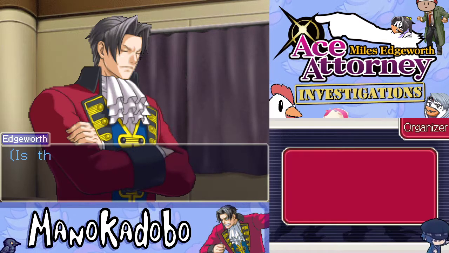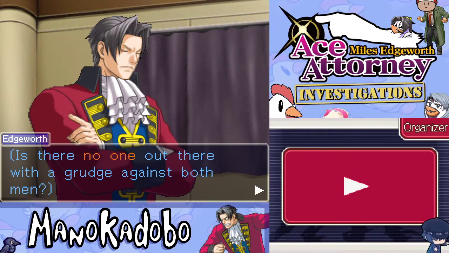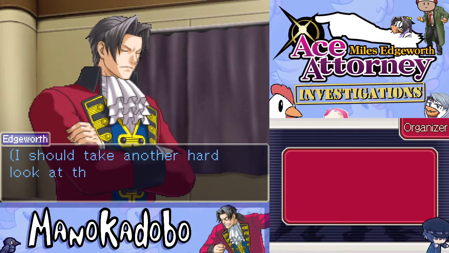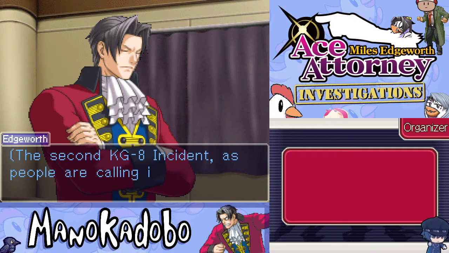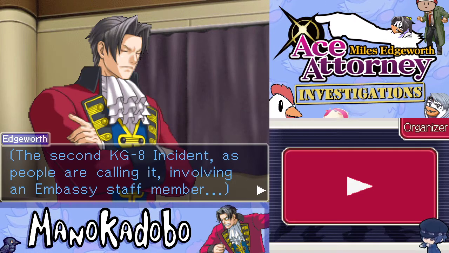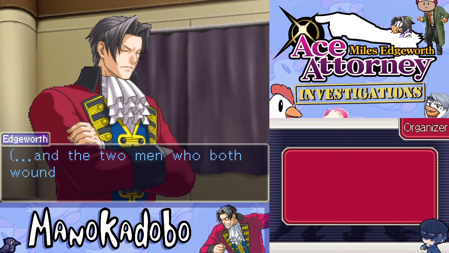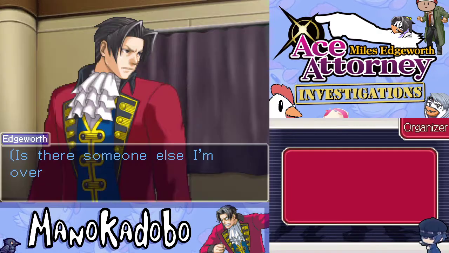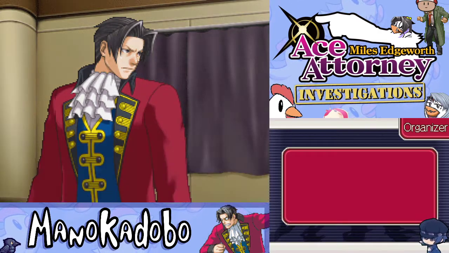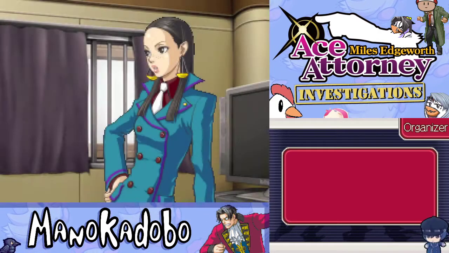I wonder if that's really true. Is there no one out there with a grudge against both men? I should take another hard look at the evidence for this morning's case. The second KG8 incident, as people are calling it, involving an embassy staff member, and the two men who both wound up as suspects in the case. Is there someone else I'm overlooking who is somehow related to them? Who's that one guy?